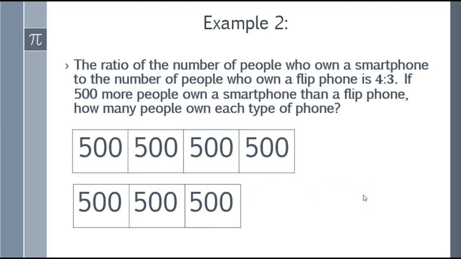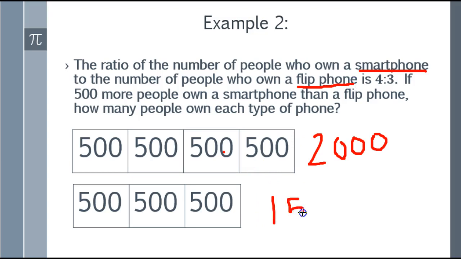So once I get that figured out and I fill in all of my tape pieces with 500, I can now see that the people owning smartphones is 2,000, because I add all 4 pieces of my tape together to get 2,000. And then I can see the people owning a flip phone is 1,500, because I added my 3 pieces together to get 1,500. So the people owning a smartphone is 2,000, to the people owning a flip phone is 1,500.